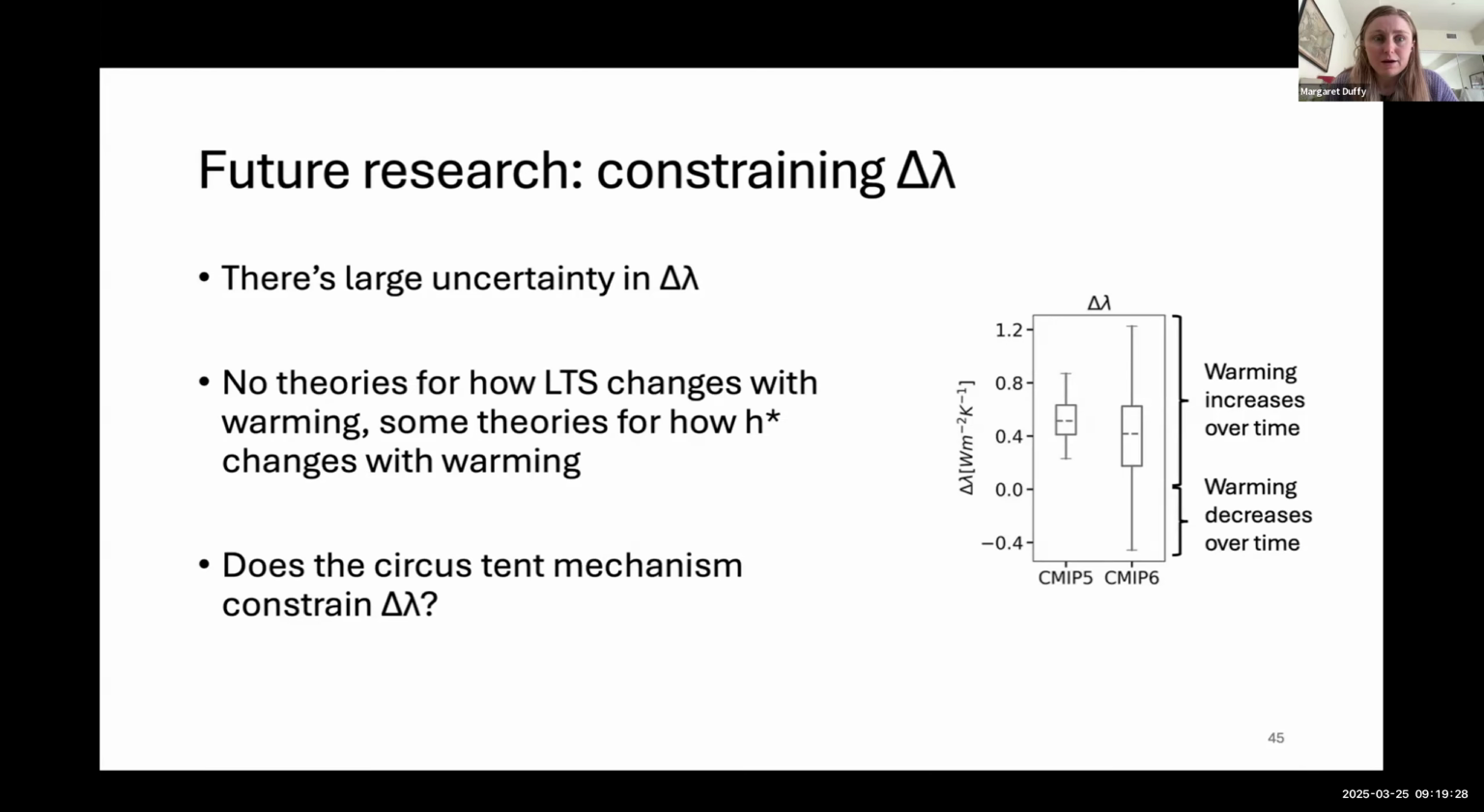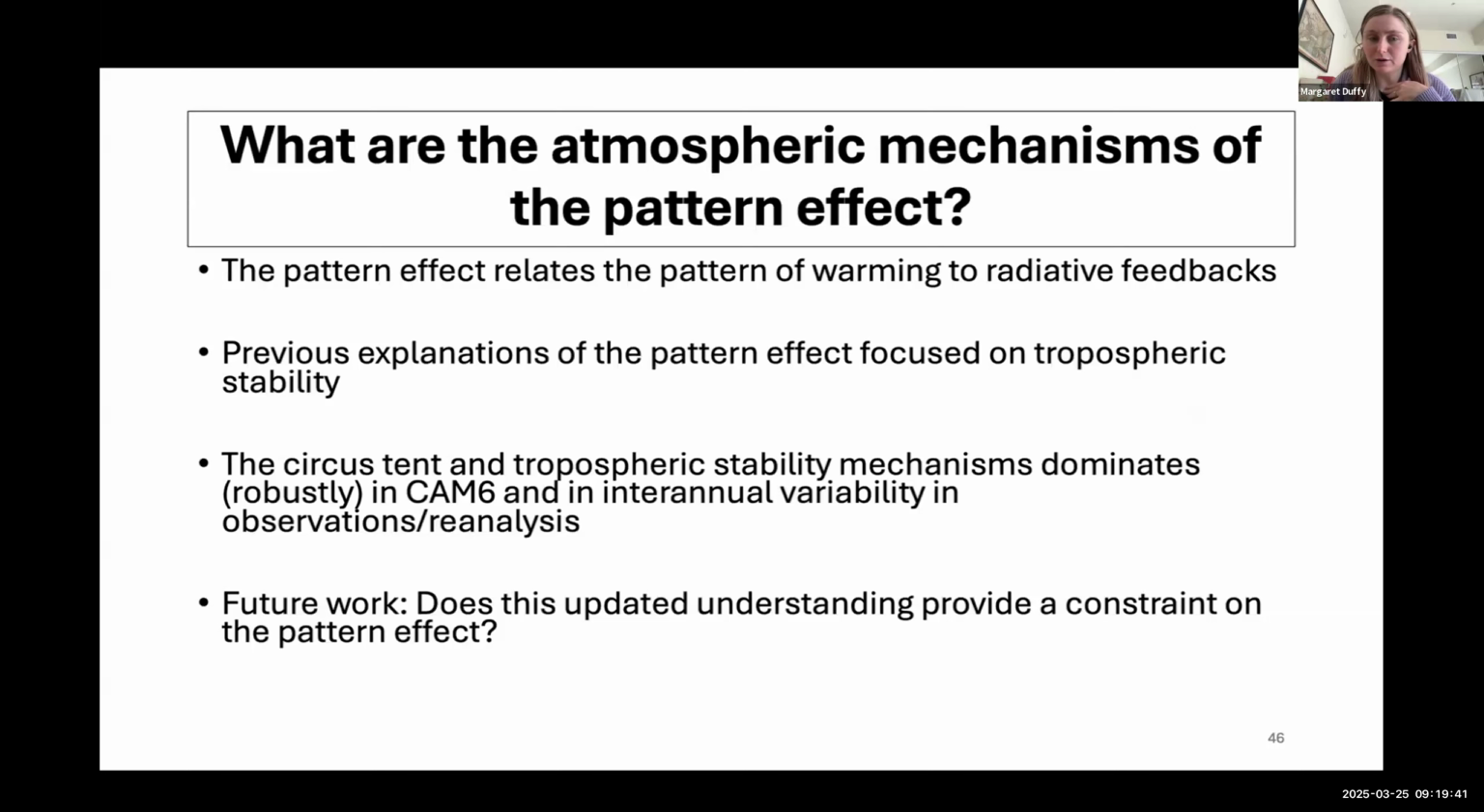Especially H star 500, we have some theories about how that works. And so I think this potentially opens up an exciting avenue of research in constraining delta lambda. I think I'm out of time here, so I will just leave my summary slide up. Thanks.